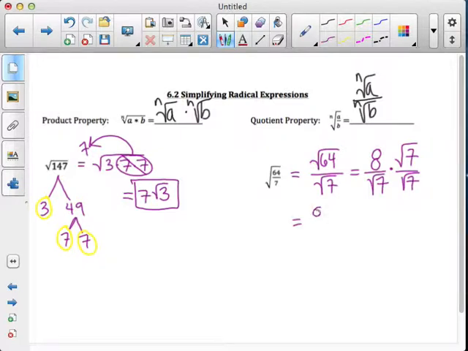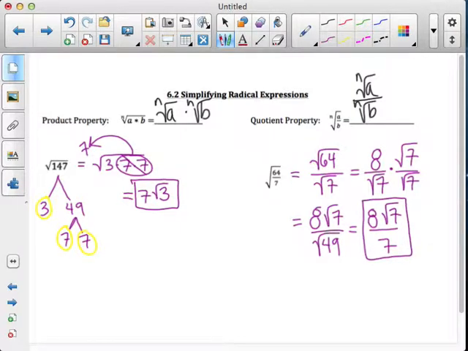So I need a square root of 7 on top and a square root of 7 in the bottom. So this becomes 8 root 7 in the numerator, and square root of 7 times square root of 7 is just like square root of 49, which is just 7. Square root of 7 times square root of 7 is just 7. So this becomes 8 square root 7 over 7. And that's your final answer.